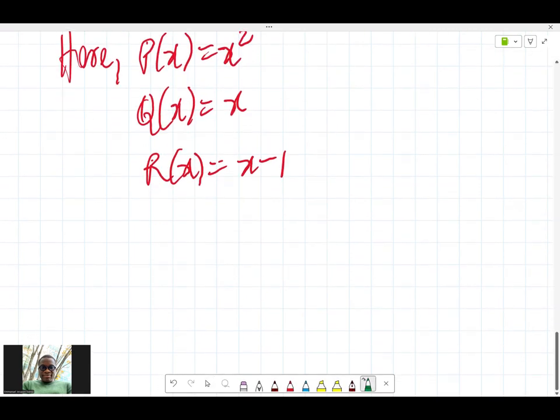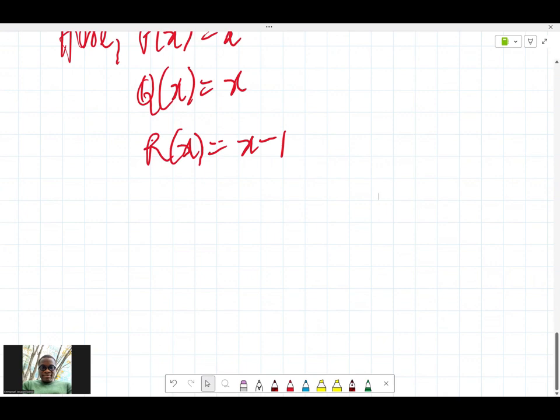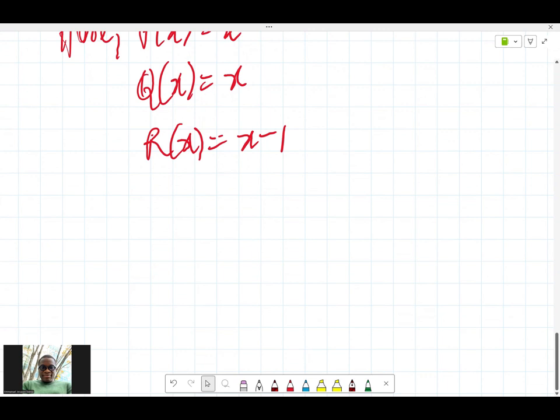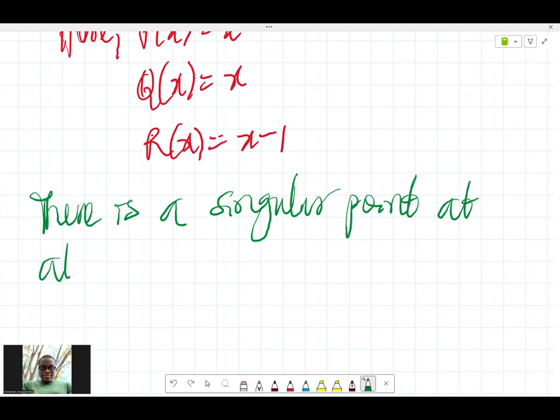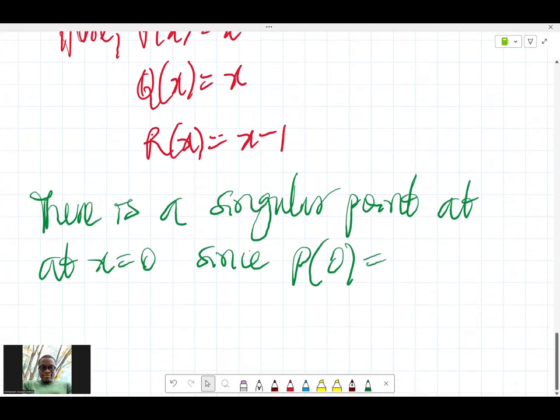With that done, the next thing we want to check is this. There is a singular point at x equals 0, since P of x is x squared, so P of 0 is 0 squared, and that is 0. So when you evaluate P of x at 0, you get 0, which means there's a singular point at x equals 0.